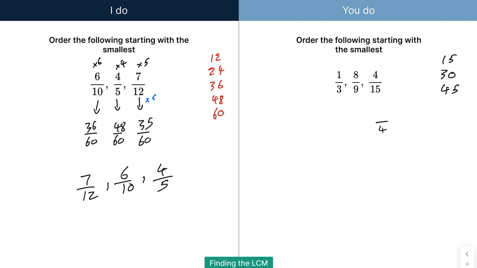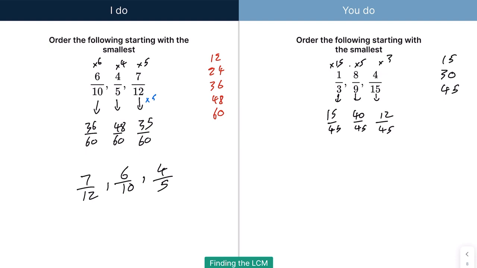So we're going to write all 3 of these over 45. So that means I'm going to times 3 times 15 is 45. So I'm going to times this by 15 at the top and bottom. So that becomes 15 over 45. With this one, I'm going to times the top and bottom by 5. So that's 40 over 45. And finally, with this one, I'm going to times the top and bottom by 3, which is 12.